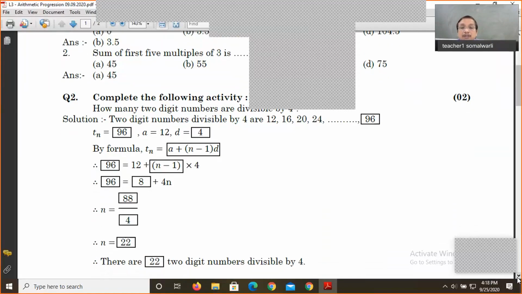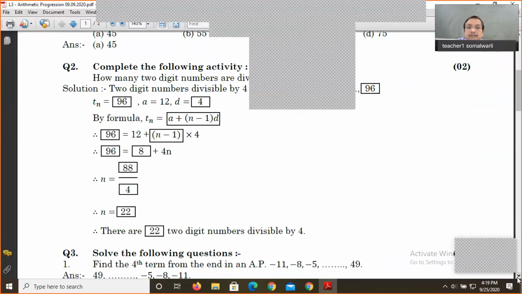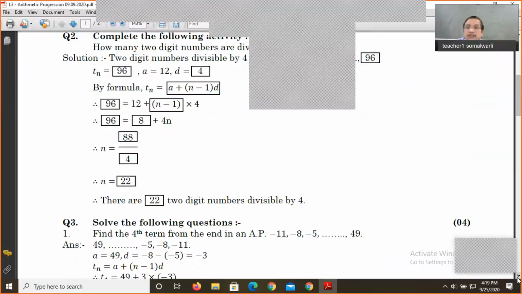The question was, how many 2-digit numbers are divisible by 4? So how many were there? It is 22. So there are 22 2-digit numbers divisible by 4. If you count 12, 16, 20, 24 like that, then these are a total of 22 numbers. Clear this thing? It is a very simple activity to fill up, and this chapter is also simple. So let's move ahead further. Solve the following questions.